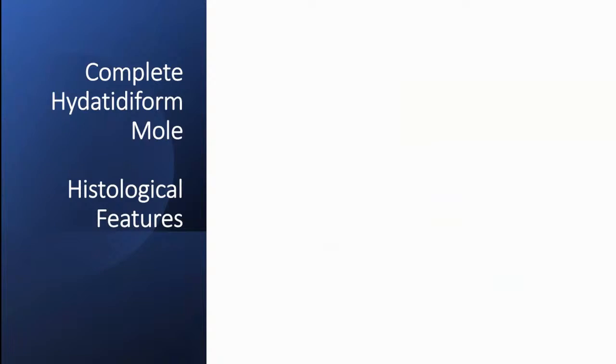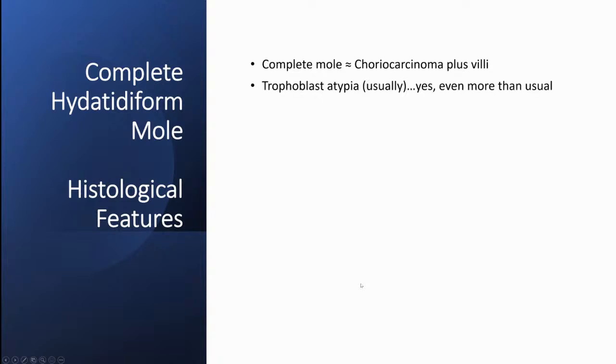The histological features that we're looking for, to first approximation, you can think about it as choriocarcinoma with villi. There's trophoblast atypia, usually. And some of you might think, well, I think all trophoblasts look atypical. And yes, that's true, but these trophoblasts usually look even more atypical. As Dave Janess, the pathologist who taught me placental pathology, put it, they're two standard deviations more atypical than your average trophoblast.